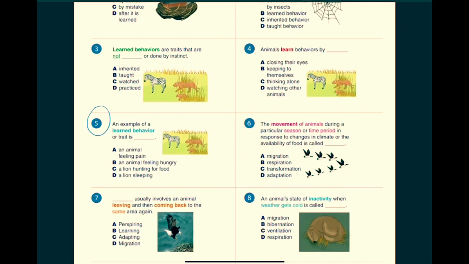An example of a learned behavior or trait is an animal feeling pain. No one has to teach you how to feel pain. If something hurts you, it just sends a signal through your nerves, goes to your brain, and you feel the sensation of pain. An animal feeling hungry, kind of like pain, hunger. A newborn baby is automatically crying, wanting to be fed. They don't have to learn how to do that. It's an instinct. A lion hunting for food. So that's the correct answer. That's what we've already discussed, that you have to learn how to do that.